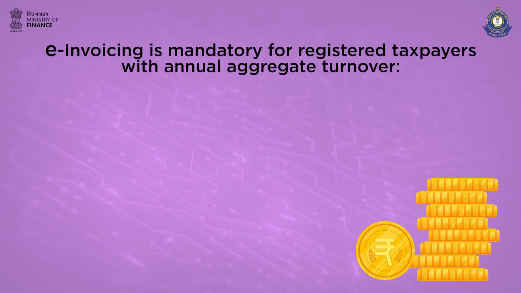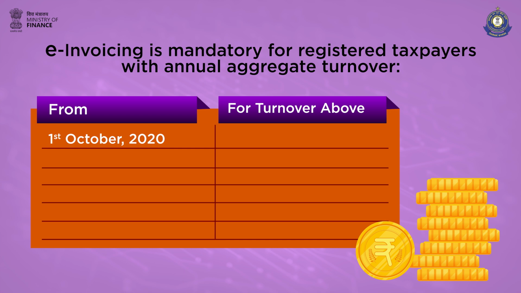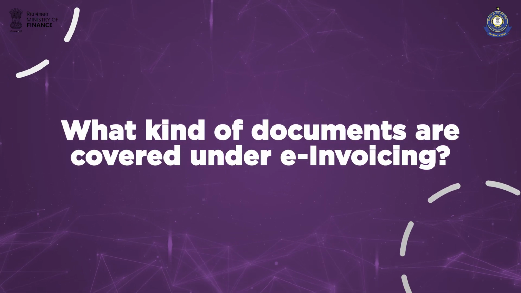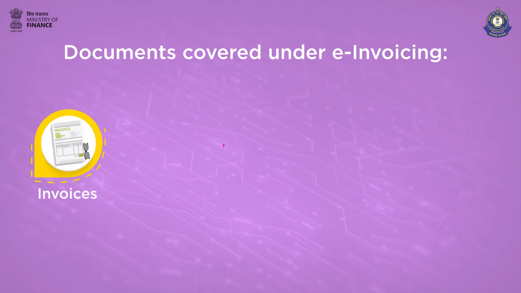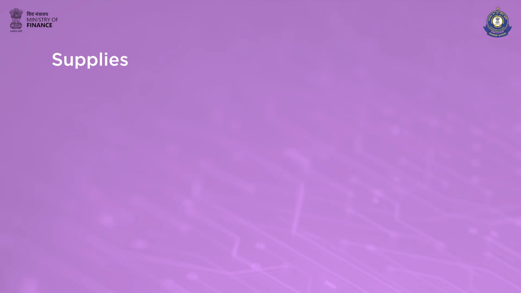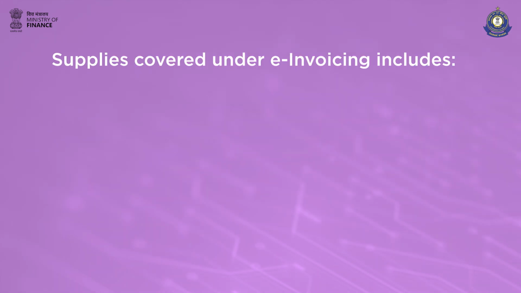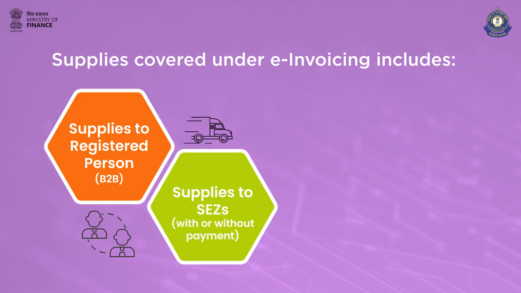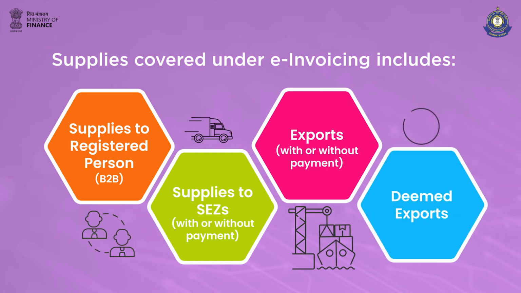Applicability of e-invoices was introduced from 1st October 2020 for taxpayers with annual aggregate turnover above Rs 500 crore. This limit was reduced in a phase-wise manner to annual turnover of above Rs 5 crore presently. E-invoicing includes invoices, credit notes, and debit notes. These documents must be reported when issued for B2B transactions or for exports. The types of supplies currently covered under e-invoicing include supplies to registered persons, supplies to SEZs, exports, deemed exports.